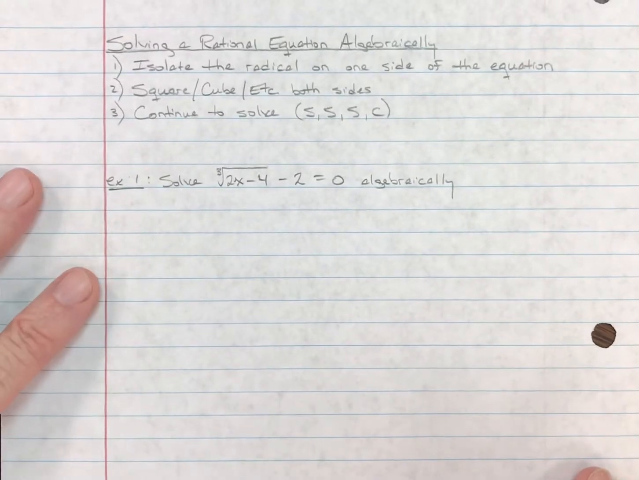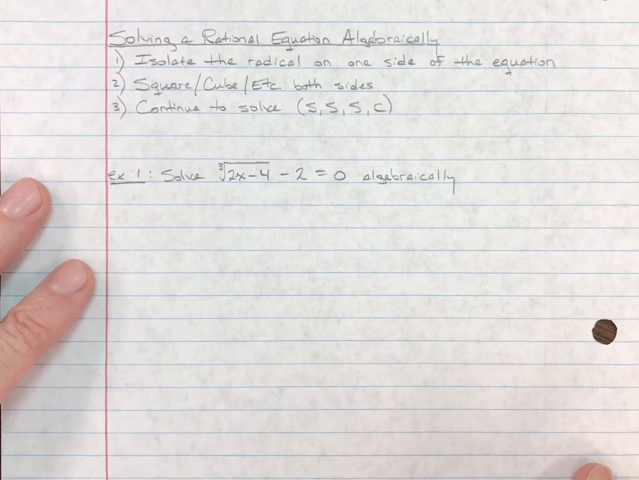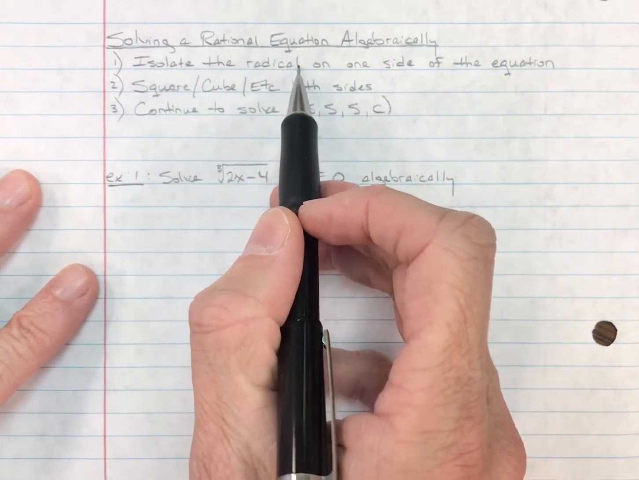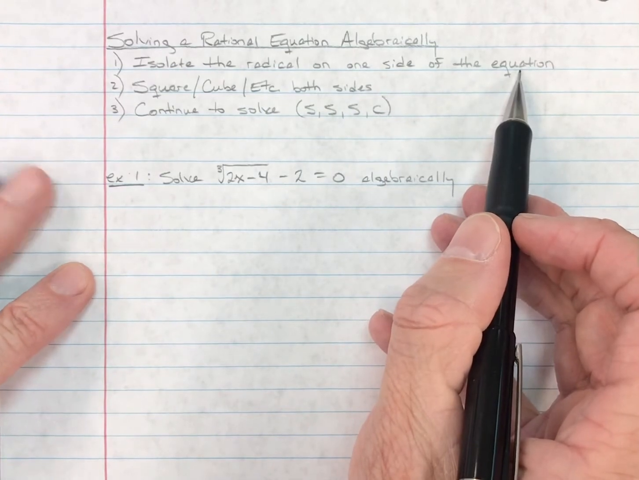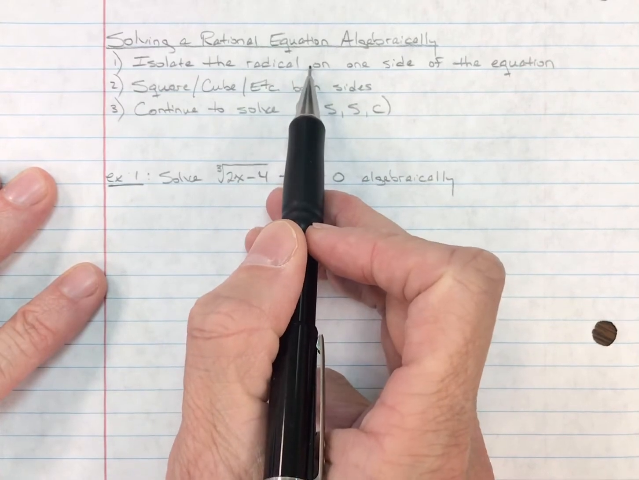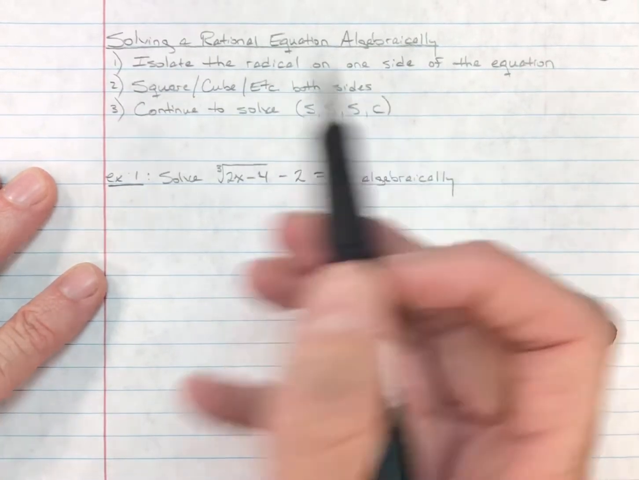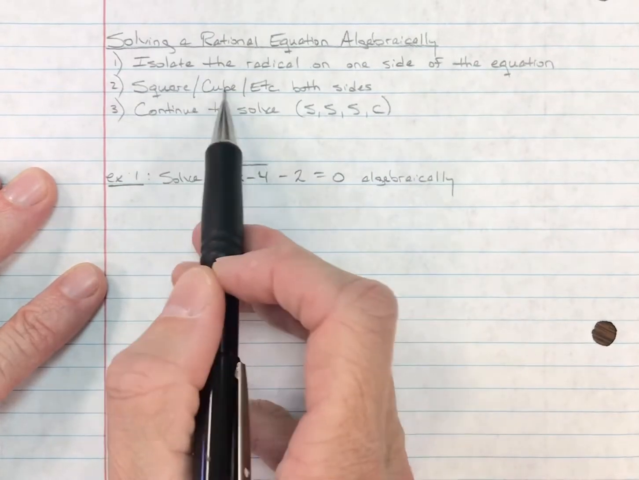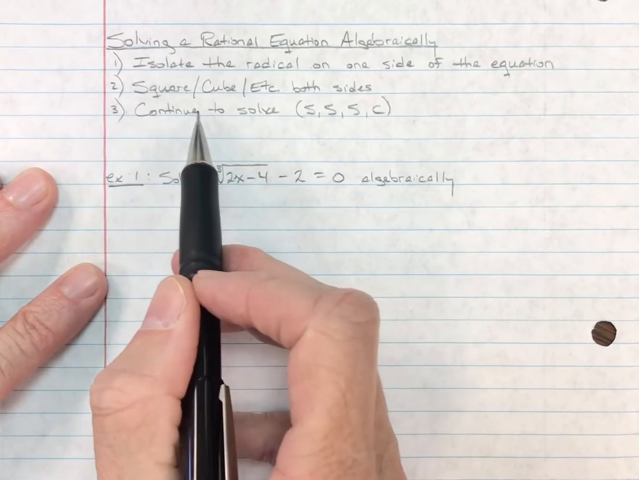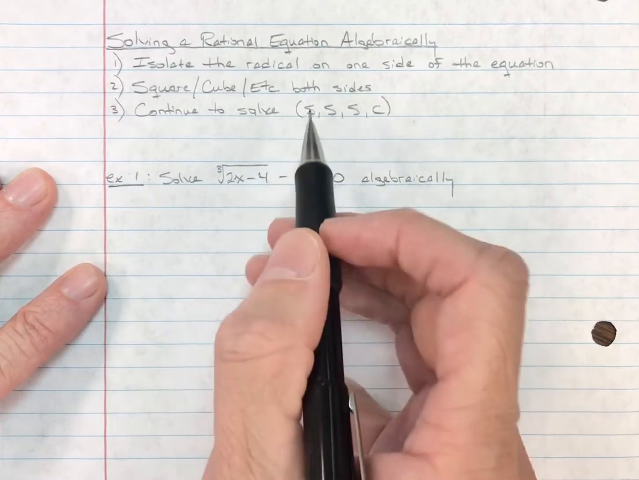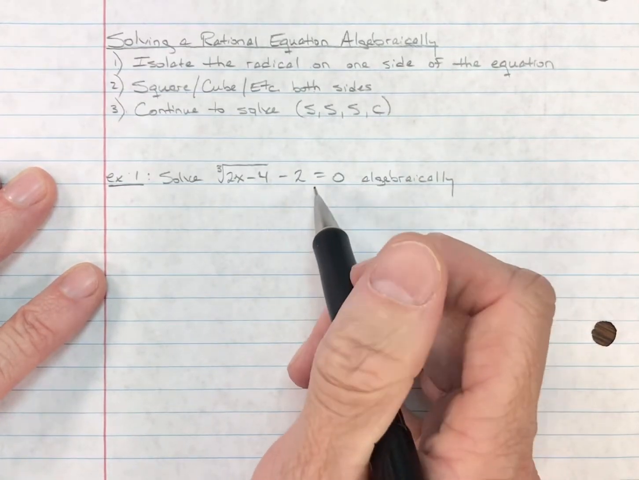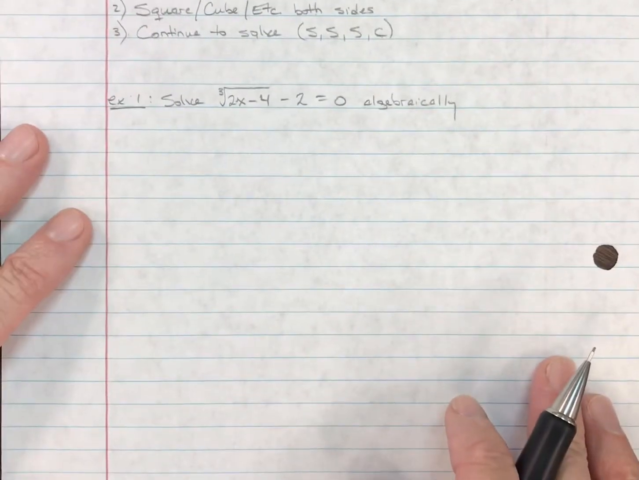Okay, so what's the procedure for solving a radical equation algebraically? Well, the first step, isolate the radical on one side of the equation. Step 2, now that the radical is isolated, we're going to apply the inverse operation, squaring, cubing, etc., to both sides to undo that radical. And then step 3, continue to solve as necessary. We've been through this. We simplify, separate, solve, and check. Okay, I've got a couple of examples for you.